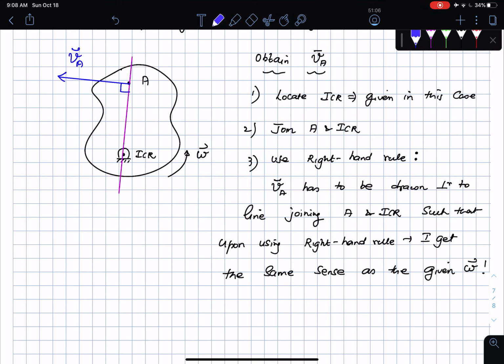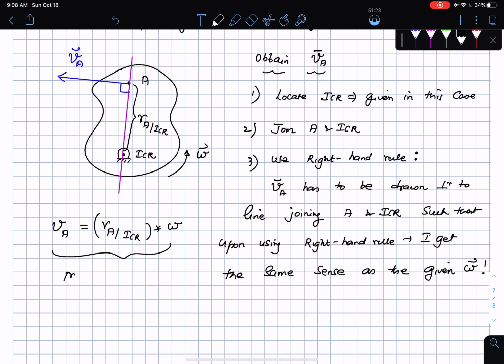And then how to find the magnitude? I know the distance between the 2 points, so this distance, r of A relative to ICR, is also going to be given to me. I can find out that VA is r A/ICR multiplied by omega. This tells me the magnitude of VA, because I'm given omega, the location of ICR, and the location of a point on this body. I know the distance, I know the angular velocity. So this is the last case that I wanted to discuss here.